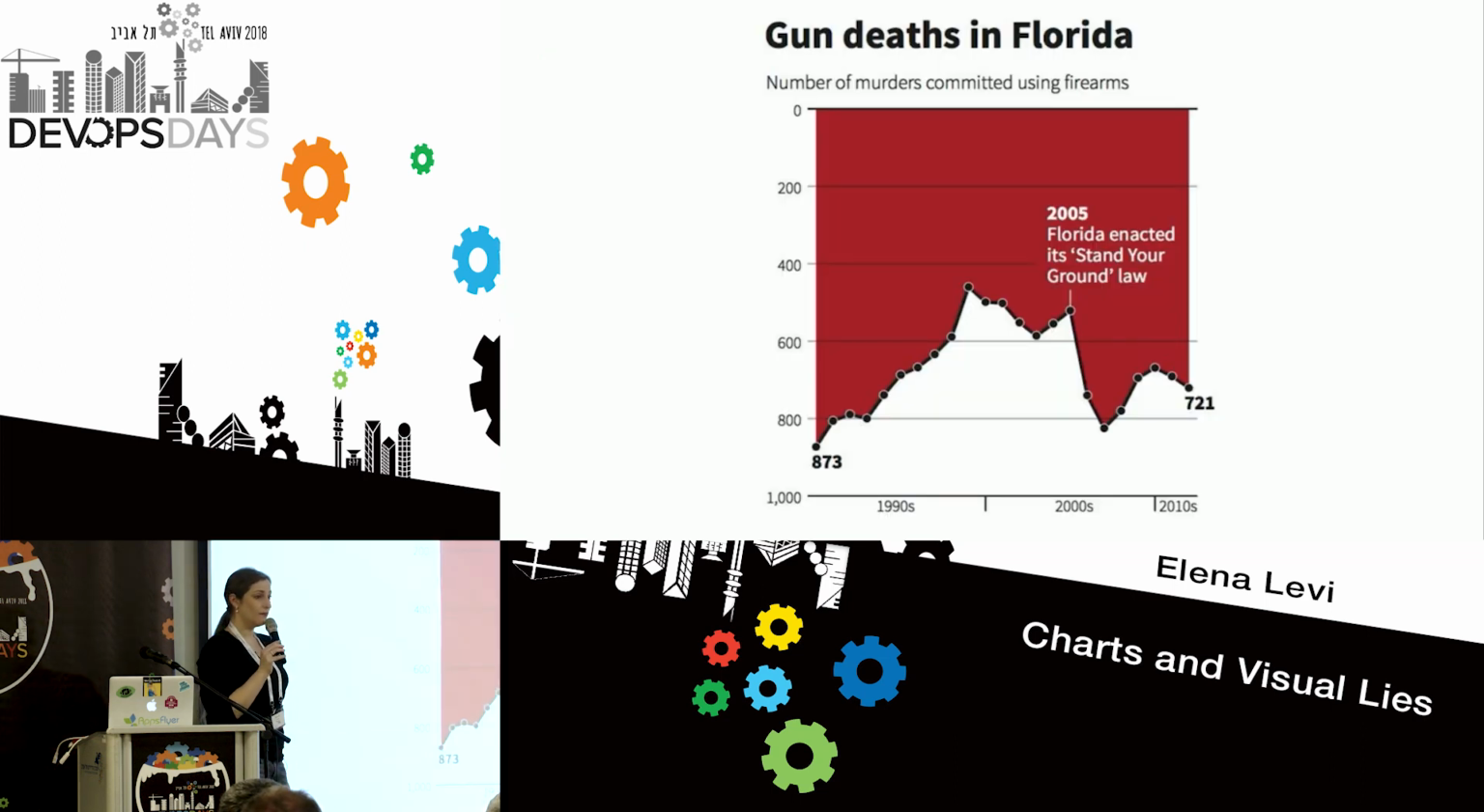This chart represents the deaths in Florida caused by guns, after they passed in 2005 a law basically that allows you to shoot somebody if they enter your property. Looking at this, you've been looking at it for a few seconds now at least. After this law, did more people start dying or less? Who thinks it's more? Who thinks it's less? Okay. This is a great example.